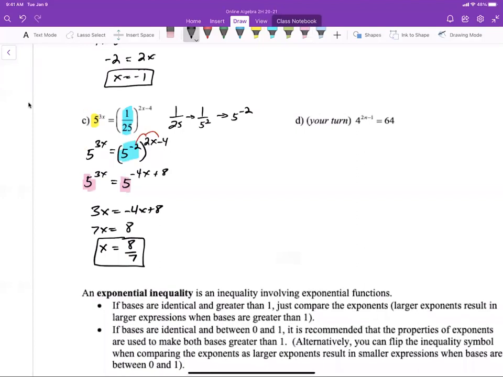Welcome back. There's two different approaches to this. 4 is the same as 2 squared, and 64 is the same as 2 to the 8th.